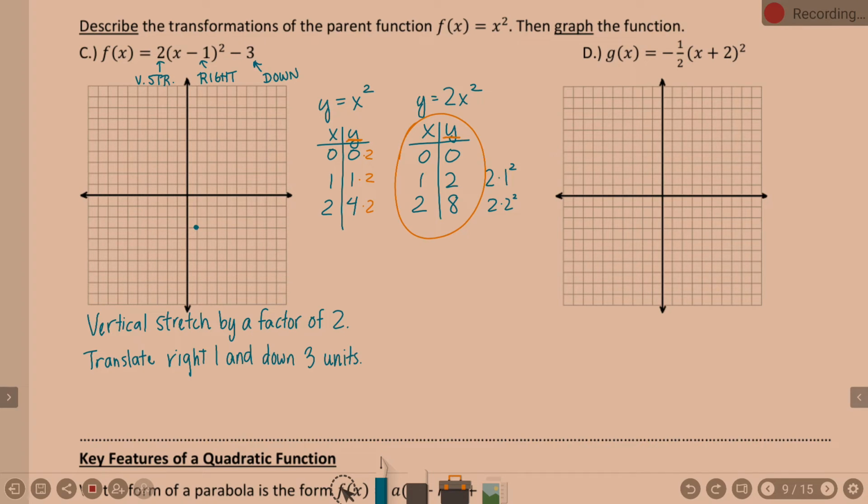From this point, normally it'd be over 1, up 1. I'm going to go over 1, up 2. I'll go ahead and do that both ways, over 1, up 2. Instead of going over 2, up 4, I'm now going to go over 2, up 8. Same thing on the left. Instead of over 1, up 2, or over 2, up 4, over 2, up 8. Or just reflect it.